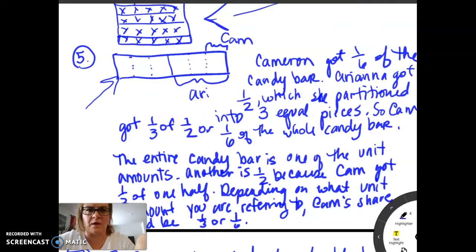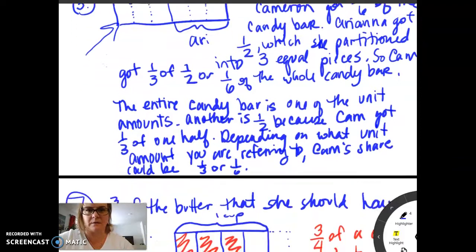Then we know that Cameron got a third of what Ariana has. So you can see that I partitioned the half that Ariana had into thirds, and I've labeled the section that Cameron gets. So now we can visually see with this math drawing that Cameron got a 6th. Then you can see that I partitioned the entire candy bar into 6 equal parts just to reinforce what we're looking at here. Cameron got 1/6 of the candy bar. Ariana got a half, which she then partitioned into 3 equal pieces. So Cameron got a third of a half or 1/6 of the whole candy bar.